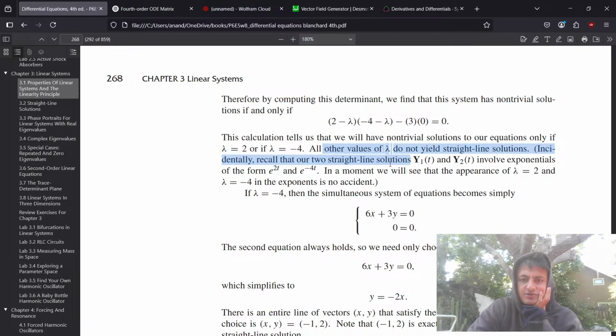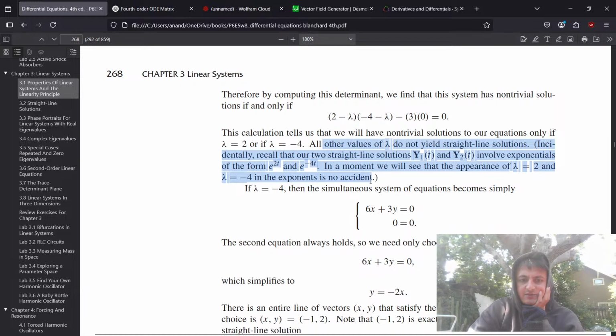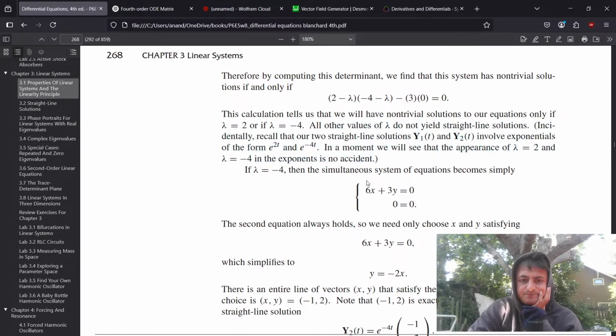Incidentally, recall that our two straight line solutions involve exponentials of the form e to the 2t and e to the minus 4t. In a moment, we will see that the appearance of lambda equal to 2 and lambda equal to minus 4 in the exponents is no accident.